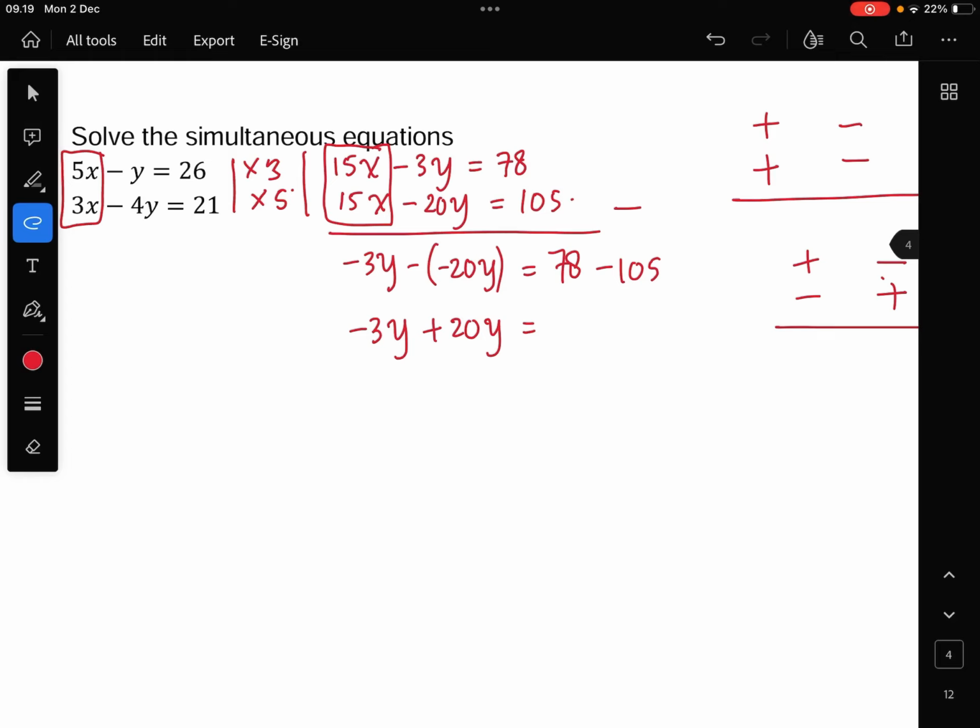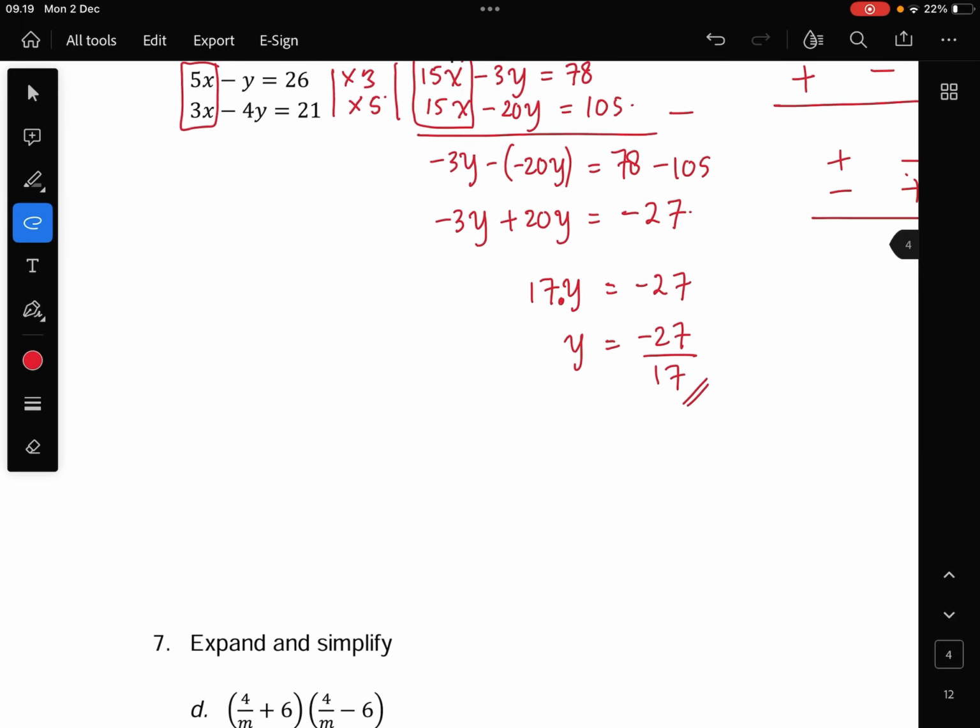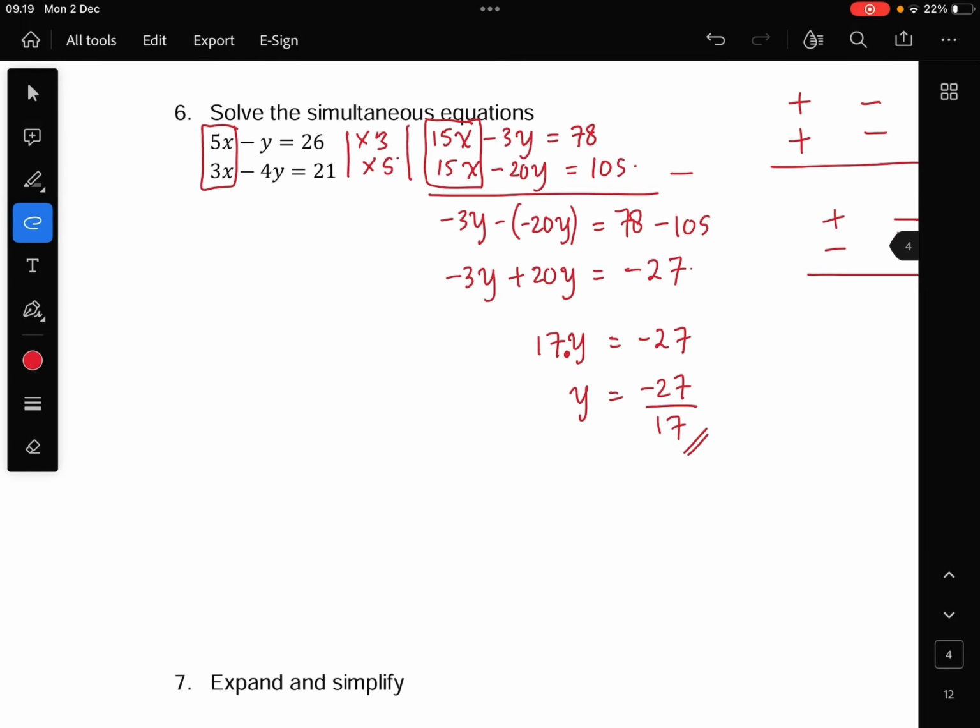So negative 3y plus 20y is equal to 78 minus 105, which is going to be negative 27. Then you will have a positive 17y equal to negative 27. So your y is going to be negative 27 over 17. It is multiplication, yeah. If you move it to the other side, it means you do a division, okay, not minus. We are done for y in number 6, but actually we need to find the x also, right?